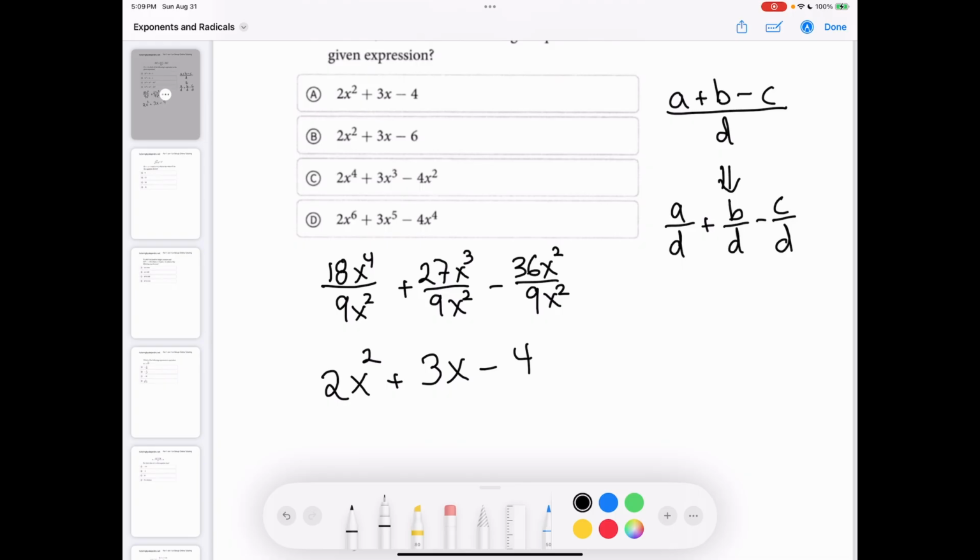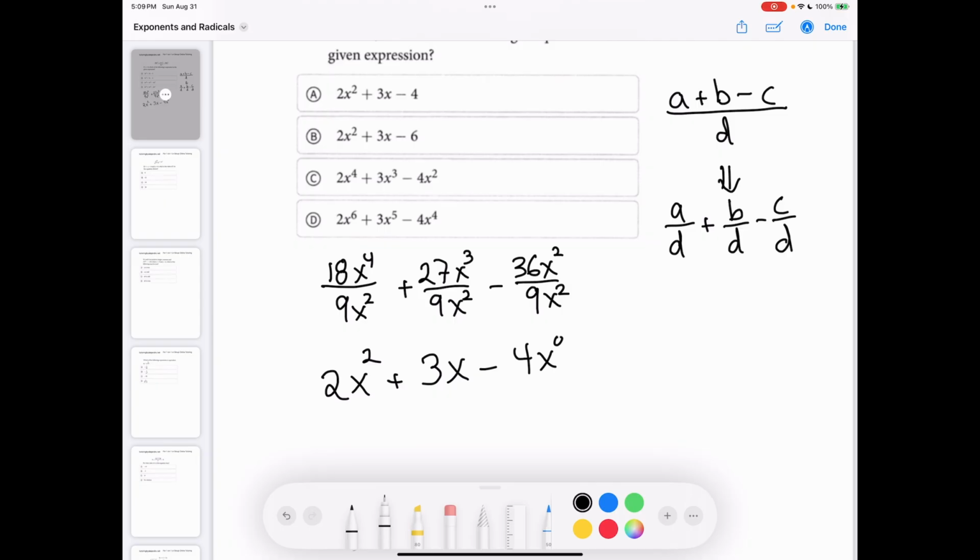So I can do this both ways, but hear me out. Let's say we apply the quotient rule. Again, I'm going to write down the same base, and I'm going to subtract the exponents. So 2 minus 2 equals 0, right?